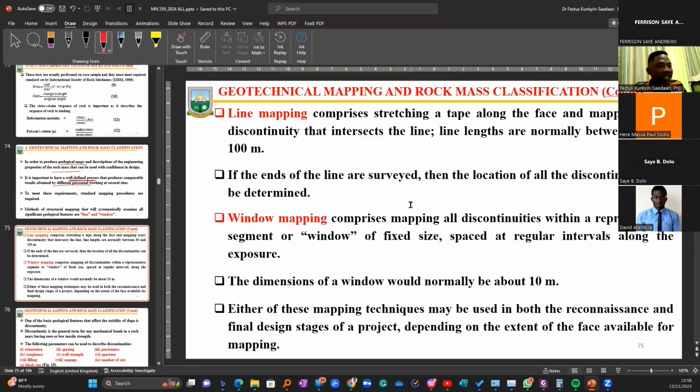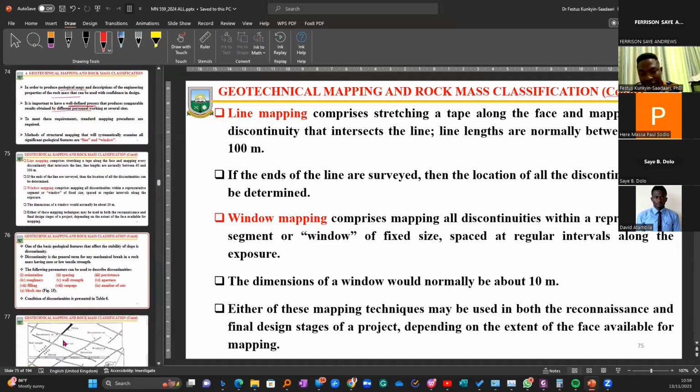Come up with all the properties that you can think of within that surface along that 100-meter stretch. Then we also have the window mapping, where you try to create an imaginary segment or grid on the surface of the wall, and then you describe the properties that exist within these windows or grids. These are the two basic approaches we can use in determining the geotechnical properties of the surface of the rock, most especially the walls of the pits and the walls of the stope.